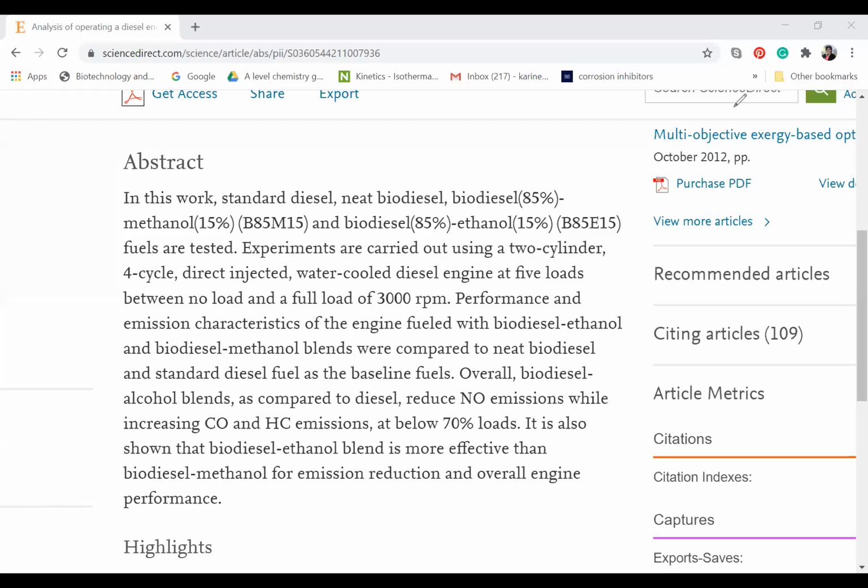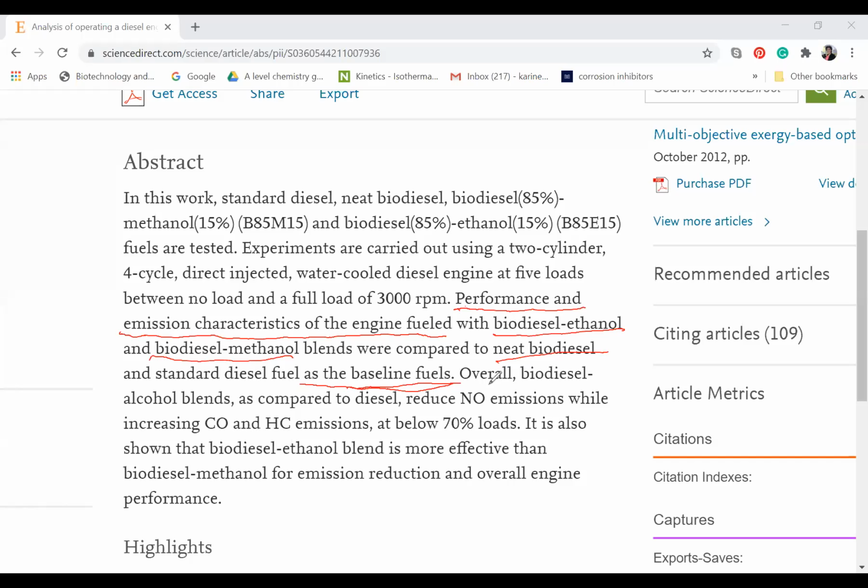Okay, so what you are seeing here, similar to what I was discussing, this group is in performance and emission characteristics of the engine, but they are comparing biodiesel ethanol, biodiesel methanol, and neat biodiesel. That means biodiesel with no ethanol or methanol. Performance, as well as baseline fuel. Baseline fuel would have been just a diesel that you are buying in a gas station.